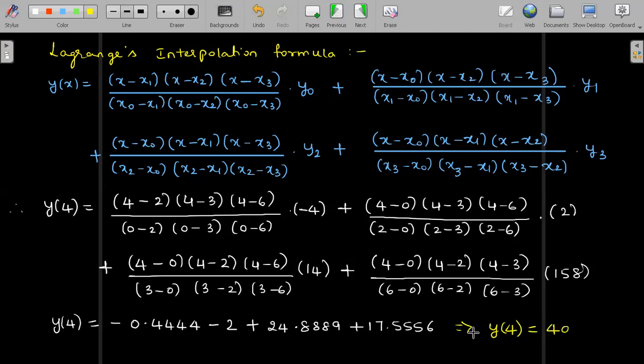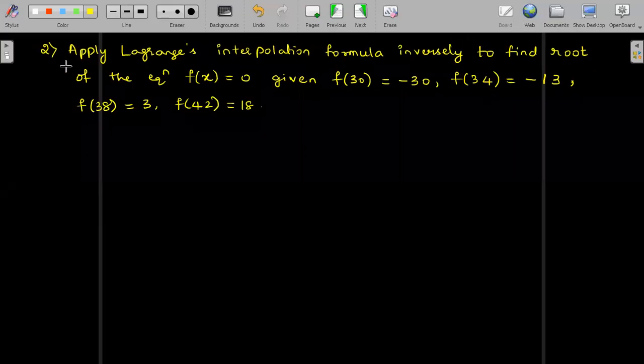40.0001 is approximately equal to 40 only. So that's the solution for the first one by Lagrange's method. Let us see the second problem now.